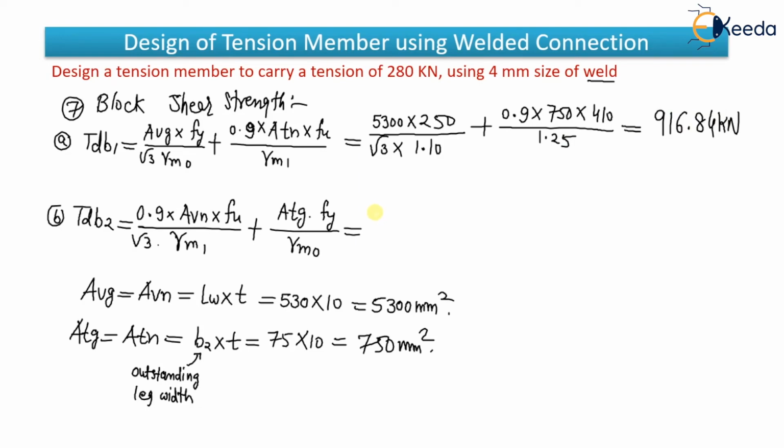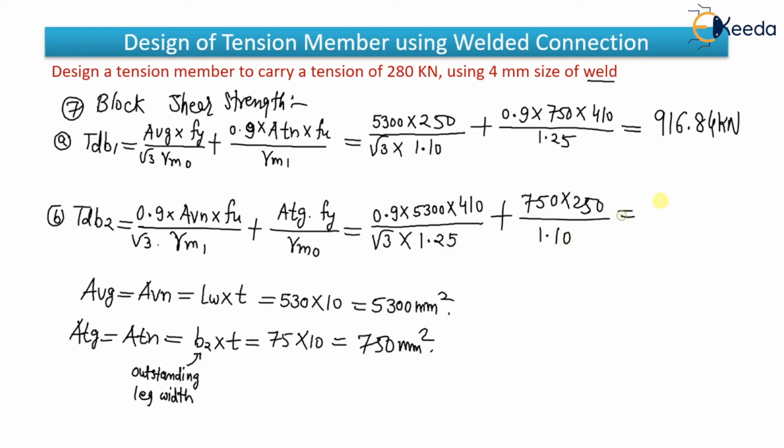Then TDB2, how much is it? 0.9 into 5300, that is your AVN, into Fu is 410, whole divided by root 3 as it is, into gamma m1 is 1.25, plus ATG. What is the value of ATG? It is 750 into 250 as it is, whole divided by 1.10. So it comes as 1073.75 kilonewton. Which one is minimum? Obviously this one will be minimum, so I'll highlight only this one. Only this one is useful for us.